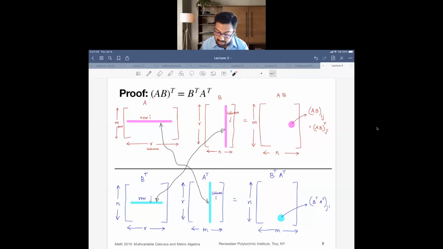What that means is the entry over here, which is the j comma ith entry in AB transpose, is exactly the same as the j comma ith entry in B transpose A transpose. So when you multiply A and B and then take the transpose, the j comma ith entry in that answer is exactly the same as the j comma ith entry in the matrix you get from B transpose A transpose. These are exactly the same because they were obtained by doing a dot product of the same row and column, row i column j, which is the same as row j column i in their transpose versions. You guys see how we prove that?